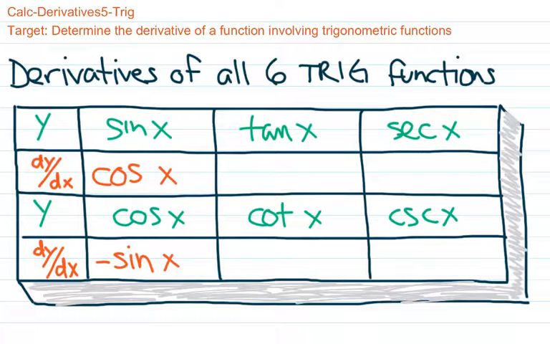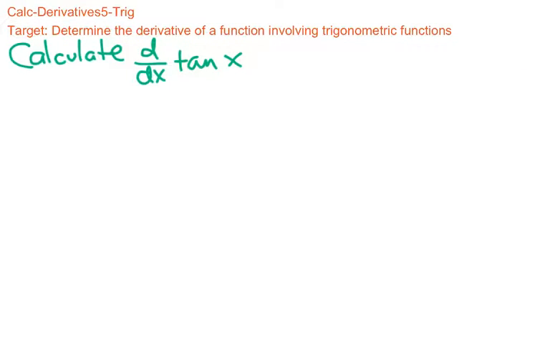I'm going to prove the derivative of tangent x right here, and then we'll use the same idea to fill in the rest of them for secant x, cotangent, and cosecant. Alrighty? So here we go. So that table we're coming back to. Calculate the derivative of tangent x with respect to x.